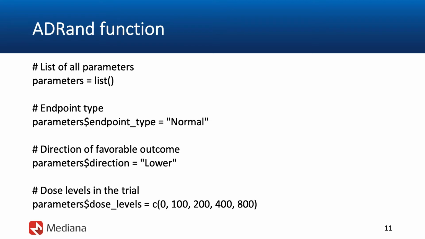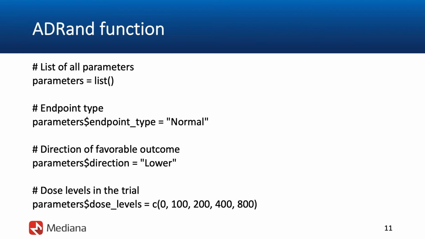And the last parameter shown at the bottom of the slide defines the trial design. And subsequently, we'll also talk about how to specify the treatment effect assumptions. The most important feature of this design would be the dose levels for the experimental therapy that will be administered to the patients in this trial.